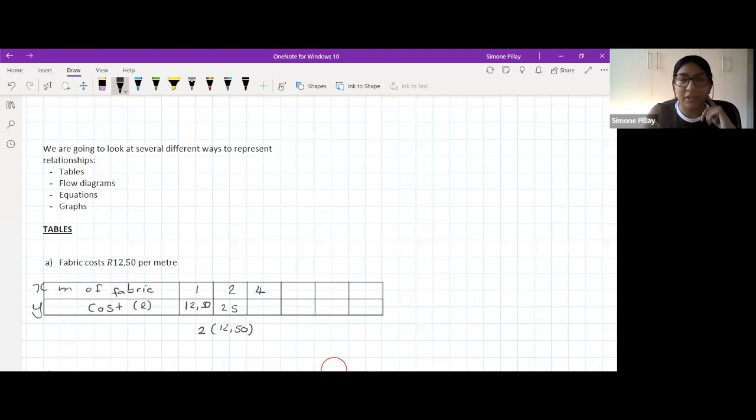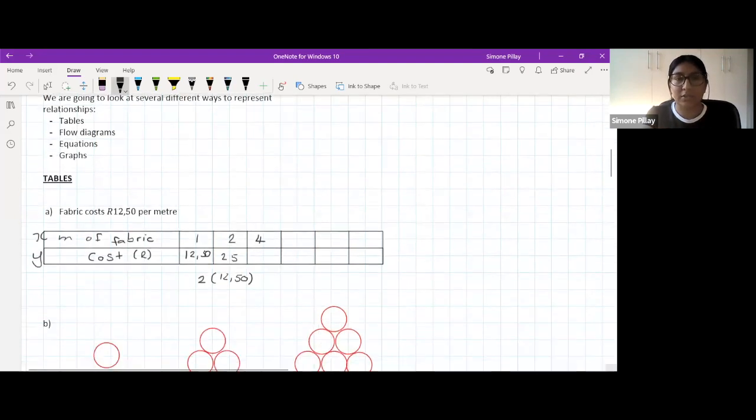If I am going to be calculating my cost of buying 4 meters of fabric, how am I going to calculate that? Let me just scroll down a little bit. How am I going to calculate that? To calculate this cost over here, what am I doing? I'm taking my 4 meters of fabric, I'm multiplying it by my cost, and that is going to give me 50 rand.